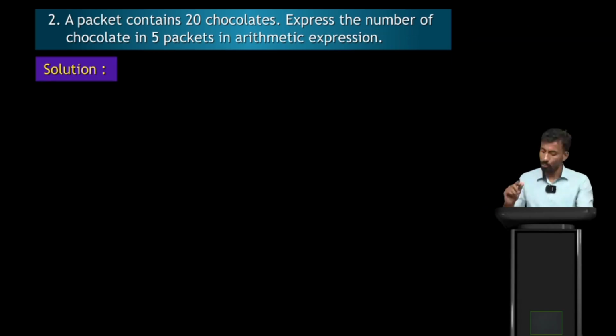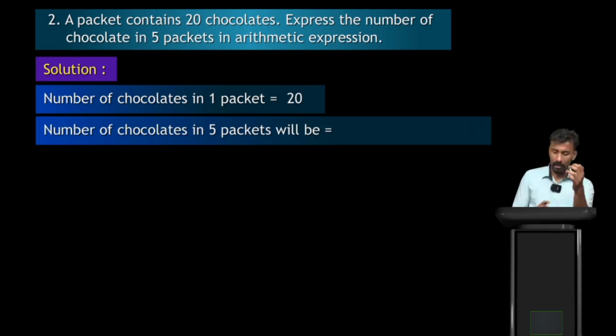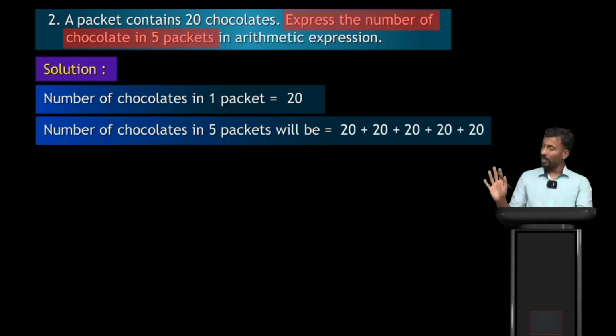So the solution is, look, the number of chocolates in one packet. We have seen that the number of chocolates in one packet is equal to 20. And now the number of chocolates in 5 packets will be, so 5 times we have to add 20. 20 plus 20 plus 20 plus 20 plus 20, 5 times.